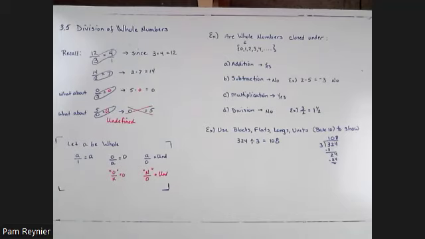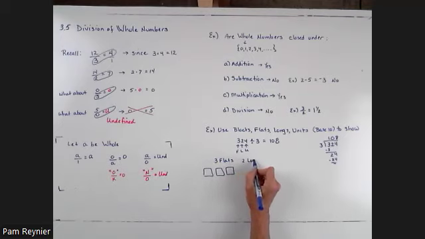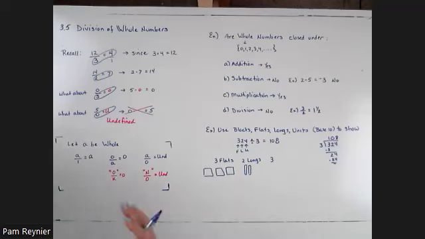So 324. 324 would mean we have 4 units, we have 2 longs, and we have 3 flats. Okay. So if I draw a picture of that, I'm going to go 3 flats. 1, 2, 3. 2 longs, each made up of 10, because we're base 10. 4 units.